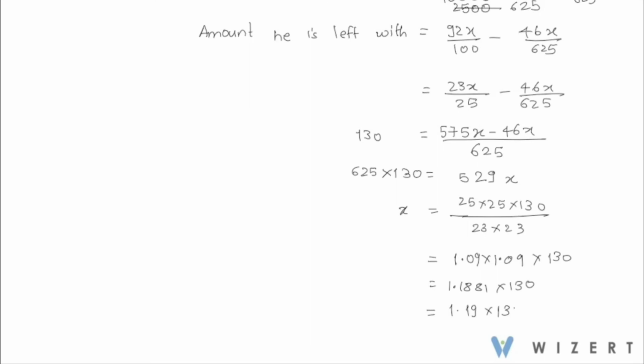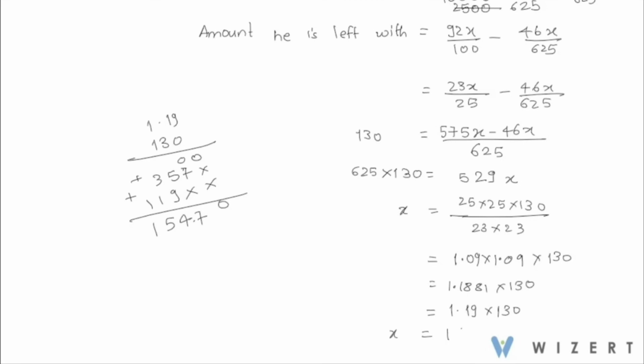So let's see, 1.19 into 130. So this we can perform. So 0 plus 3 nines are 27. 3 ones are 3 plus 2 is 5. 3 ones are 3. So we have this here, 119. So 0, 7, 9 plus 5, 14, 5, 1. Again 2 digits. So we have 154.7.